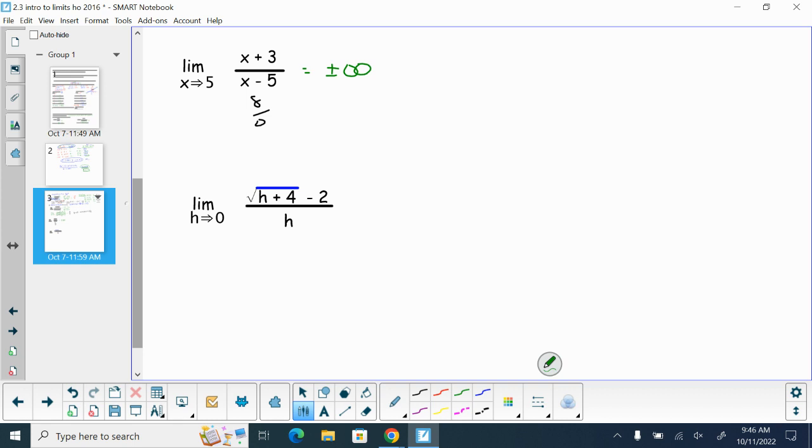Last type of scenario, if I put 0 in here, I get square root of 4, which is 2, minus 2 over 0. We have problems. So I'm rushing through this, but we're sort of close on time here. So what we can do is multiply by the conjugate. So I'm going to take the conjugate of my top.